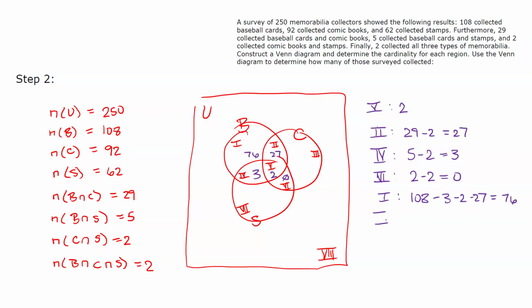Then we'll go to region number 3. This is a part of the set C. The total for set C is 92. We have 3 parts as well, 27, 2, and 0. So that would get us 63.